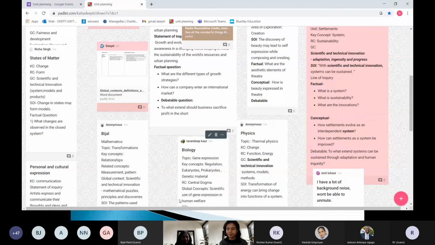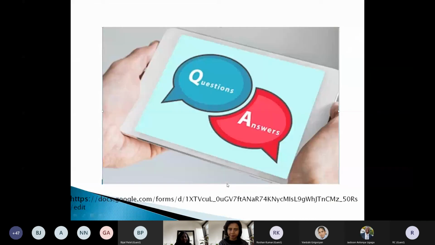Yes, Ms. Richa. Ma'am, I have one question regarding when we try to formulate our factual questions and the other questions. When we choose our KC, RC and GC, after choosing them, do we need to incorporate all the three in factual, conceptual, debatable questions, or is it fine to take one and go ahead with the conceptual, debatable as well as factual?